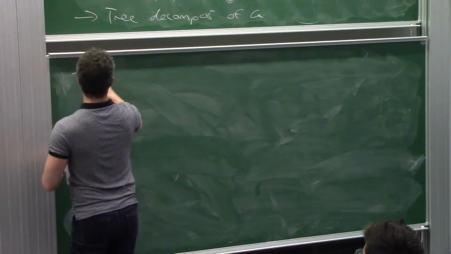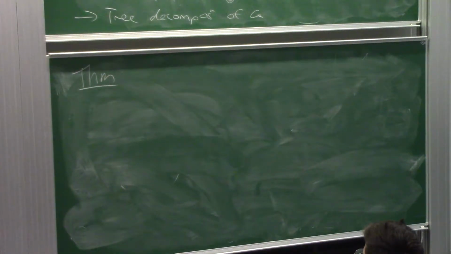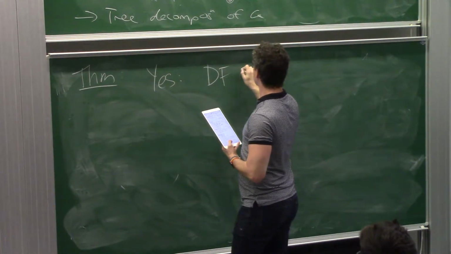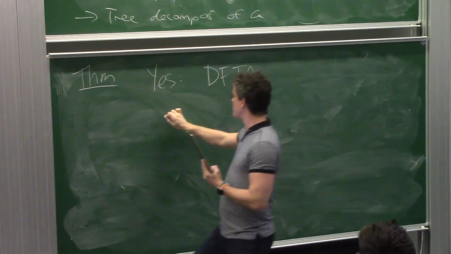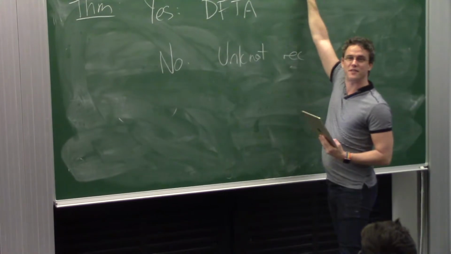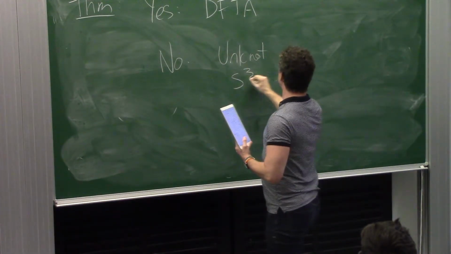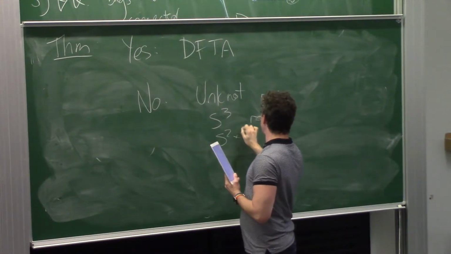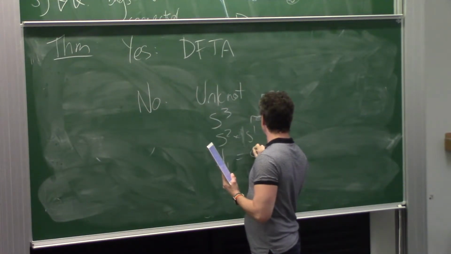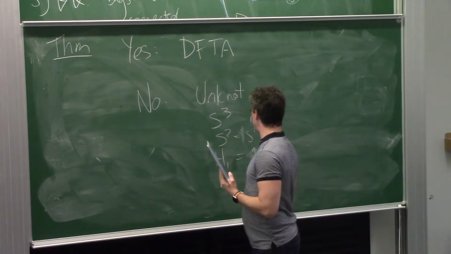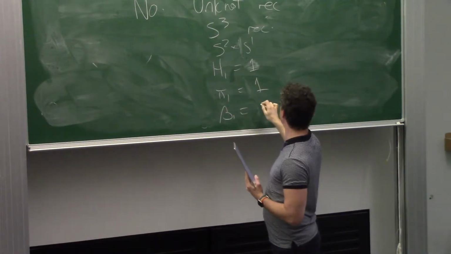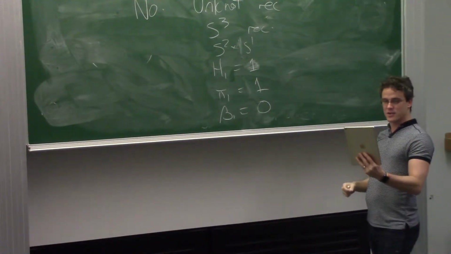Okay, so we have some theorems about things that are finite state and things that aren't finite state. So yes to being a deterministic finite tree automaton. Well, let me start with no first. You cannot recognize the unknot in finite state. This is probably not surprising. You cannot recognize the three-sphere. You cannot recognize S2 cross S1. You cannot recognize whether the first homology is trivial. You cannot recognize whether the fundamental group is trivial. You cannot recognize whether the first homology is finite. There are some other cannots.